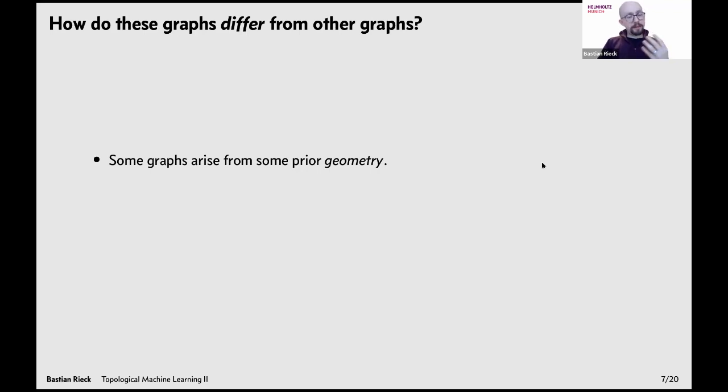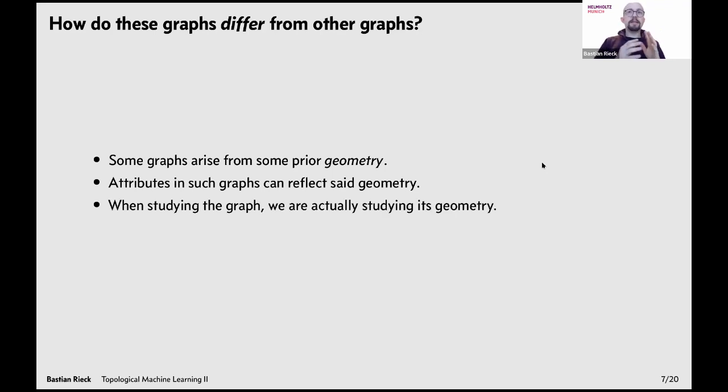Namely, some of these graphs that we've seen arise from some prior geometry. So we start with a geometry, a point cloud, and then we turn it into a graph. That also means that all the attributes that we collect about these graphs reflect this geometry to a certain extent. And this also means that when we're studying these types of graphs, we are actually studying their underlying geometry, or by proxy, we are studying something other than just the graph connectivity.